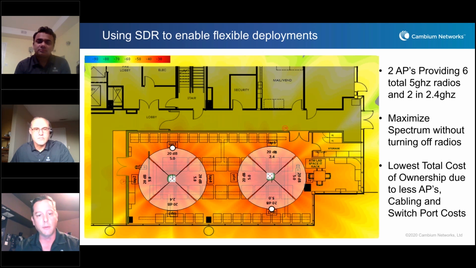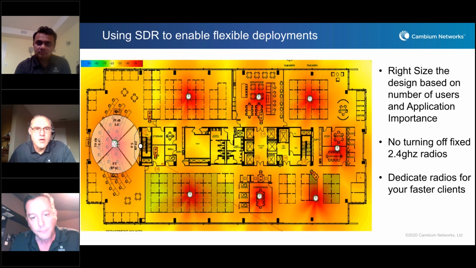So the idea is we're spreading the users across those radios. We're getting a lot more throughput per user. We've got a lot less users per radio, and we're maximizing the spectrum there. Ultimately getting a lower total cost of ownership as well, because we're using fewer APs, number one, fewer switch ports, and a lot less cabling as well. We're not having to turn off any radios at all with the Xeris product as well. So a lot of advantages there.